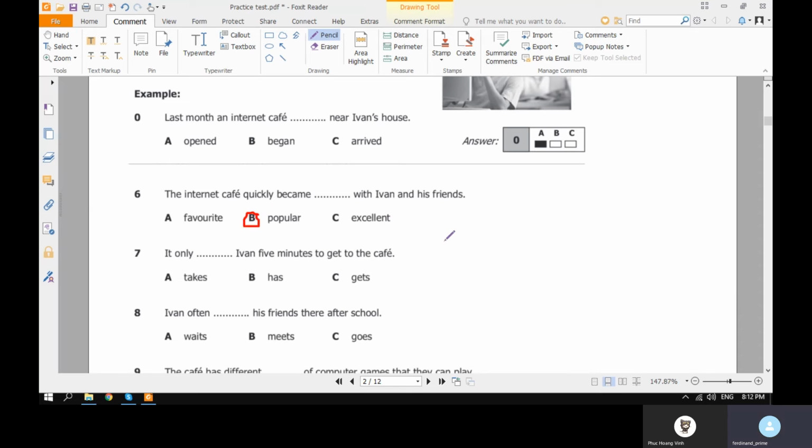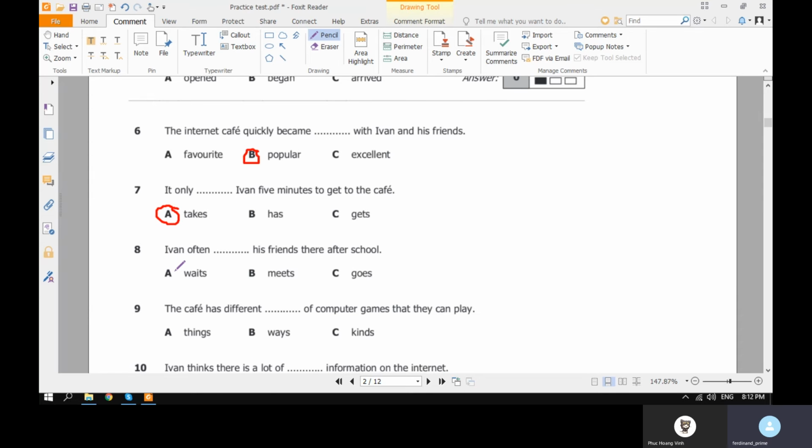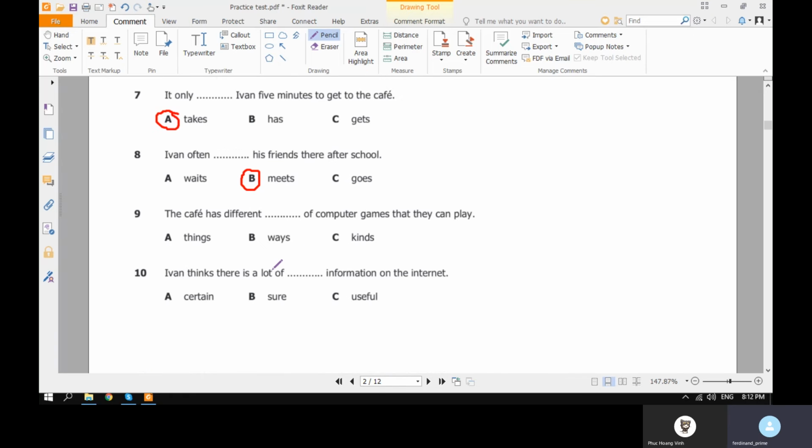Okay. And what about number 7? It only takes Ivan 5 minutes to get to the cafe. Okay, it only takes Ivan 5 minutes to get to the cafe. And what about number 8? Ivan often meets his friends after school. Okay, so Ivan often meets his friends there after school, and that would be B.